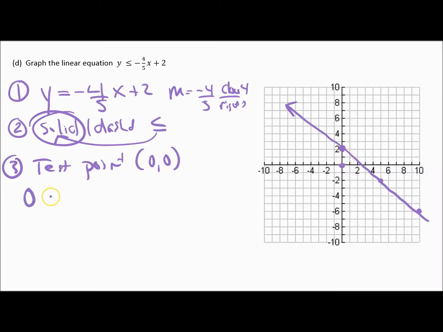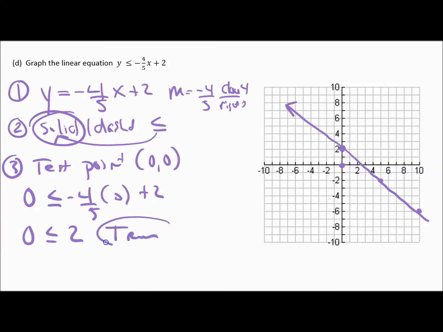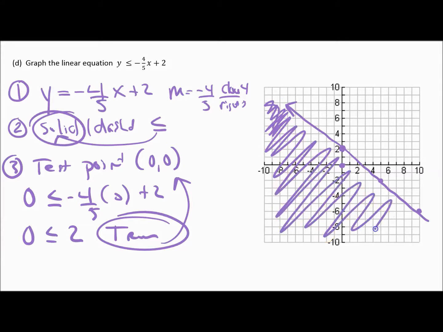So I have 0 is less than or equal to -4/5 times 0 plus 2. So I have 0 is less than or equal to 2. Is that true or is that false? Well, that is a true statement, right? So that means since it's true, I shade the same side that 0, 0 lives on. So I shade all of this. Every bit of this gets shaded.